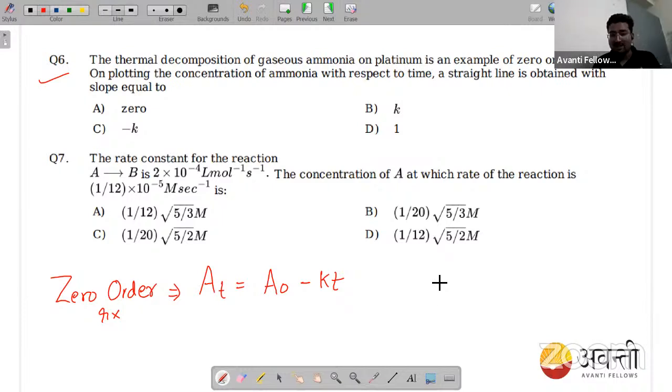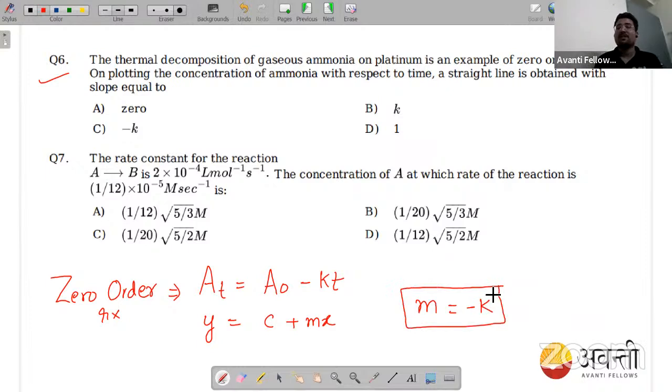Now compare it with y equal to mx plus c. So y equal to c plus mx. On comparing these two equations, we can clearly see that m is equal to minus k, and in this equation m represents the slope of the straight line. So here we get the slope of the straight line plotted between the concentration of ammonia with respect to time. Therefore m will be equal to minus k. Hence option C is correct. I hope this question is clear to all of you. Okay, now moving to the next question, question number 7.